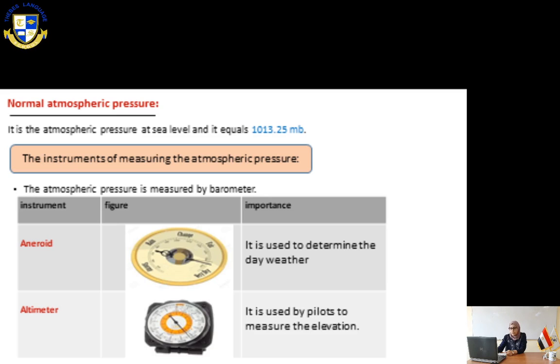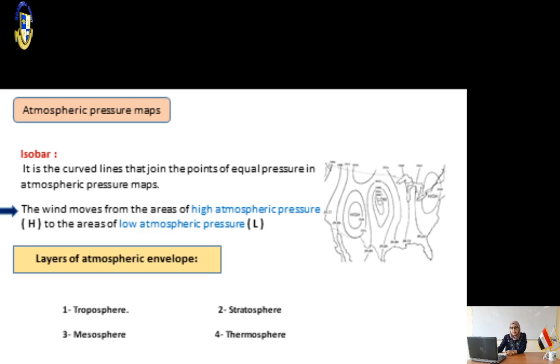Here, slide number 4. The atmospheric pressure maps. Here we can see isobar. What is the isobar? It is a curved line that joins 2 points on the map that are equal in pressure. The wind moves from the area of high atmospheric pressure to low atmospheric pressure. Here we have H and L. We can see the wind move from high atmospheric pressure, which is called H, to the low atmospheric pressure, which is called L.